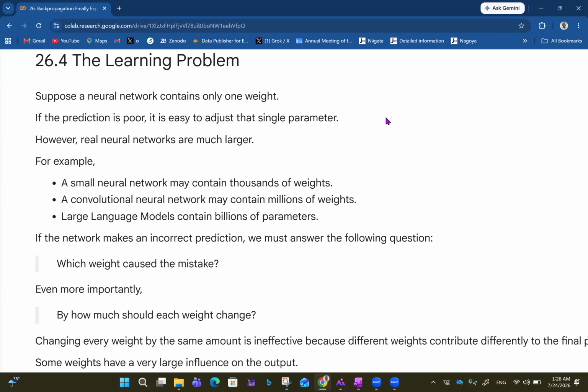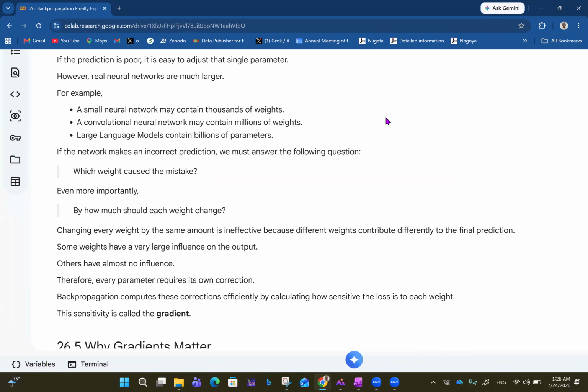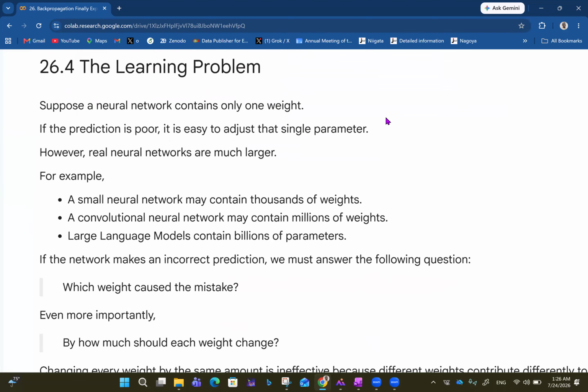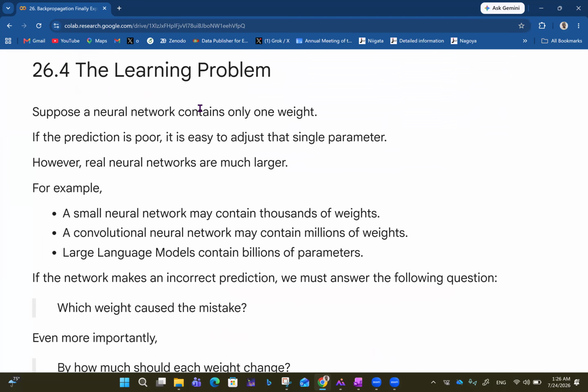Now that makes us talk about the learning problem. Suppose a neural network contains only one weight, for instance. If the prediction is poor, it is easy to adjust the single parameter. However, real neural networks are much larger. For example, a small neural network may contain thousands of weights. Everything we've been doing so far, where you see just two or three weights, is just for you to understand the mathematics going on behind the scenes, right? But in reality, you have thousands of weights. A convolutional neural network may contain millions of weights, in fact. Large language models contain billions of parameters, which are like weights.